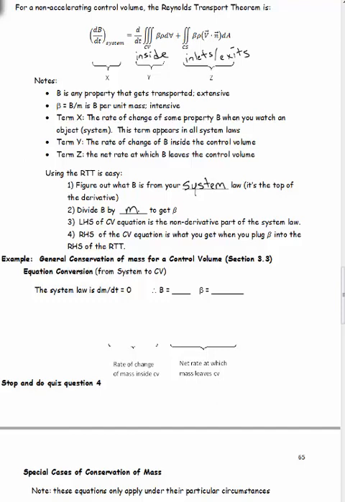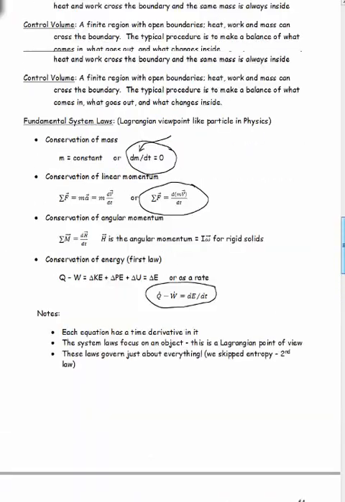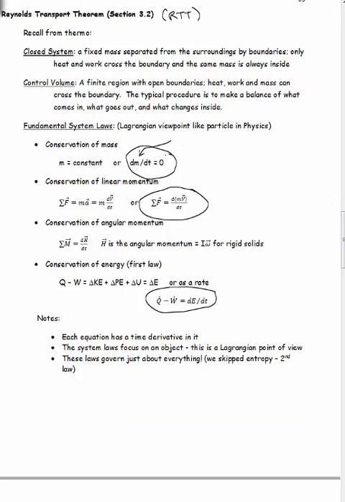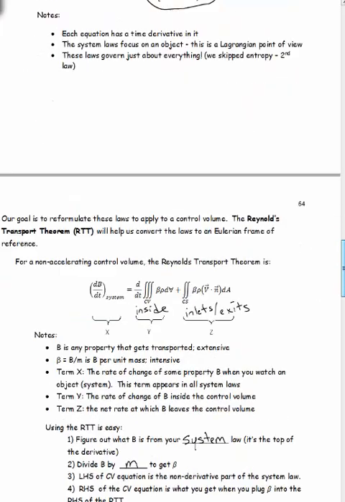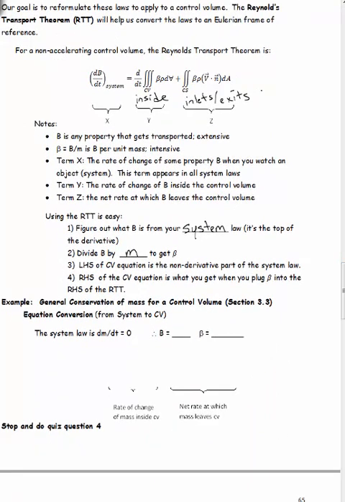And the left-hand side then of your final control volume equation is the non-derivative part of the system law. So we're going to see again in a minute, if we look at the non-derivative side of conservation of mass, well, that's just zero. Okay, that's what I mean by the non-derivative side. Conservation of momentum, that would be sum of the forces.